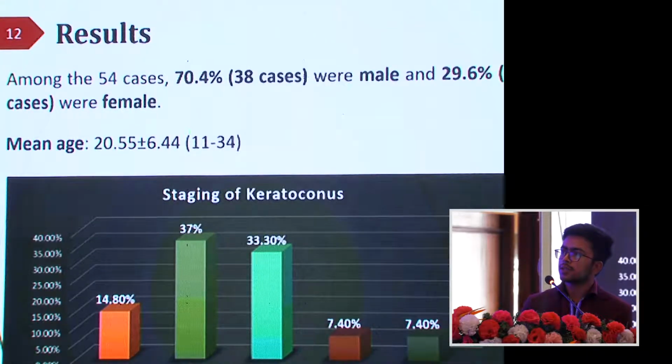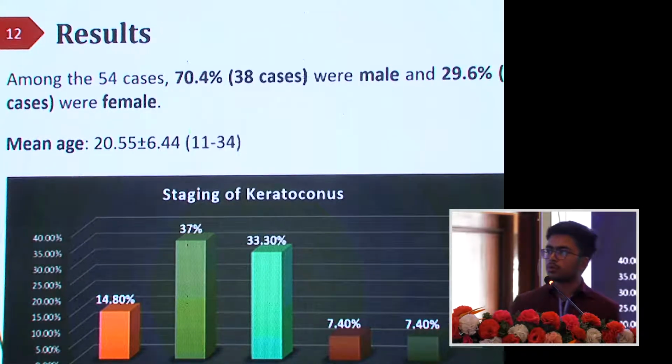Among the 54 cases, 70% were male and 29% were female. The mean age of my study group was 20.55, with the minimum age being 11 and the maximum 34. Here we can see the staging of keratoconus. In the keratoconus suspect group, we had 14.8% patients, while 37% were in stage 1st, 33% in stage 2nd, and 7.4% each in stage 3rd and stage 4th.